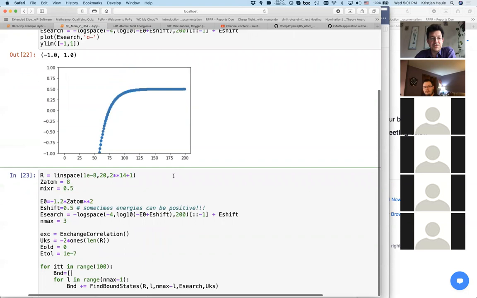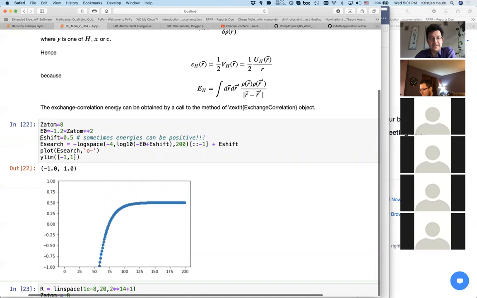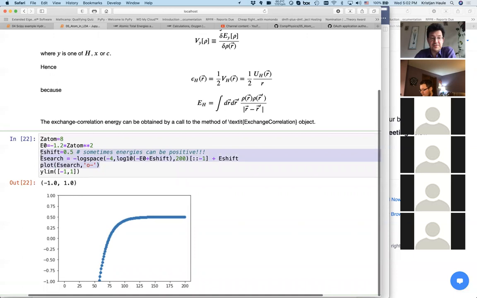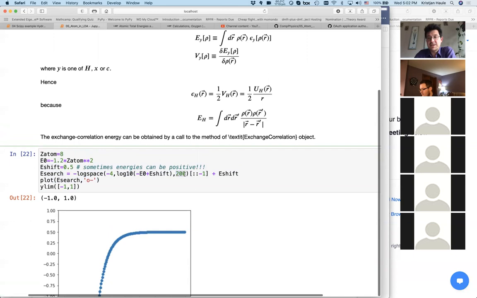So I stopped here when I discussed this mesh for finding bound states. It turns out that this particular mesh for finding bound states is a bit tricky in generic multi-electron atom. And sometimes you need to tweak this a little bit to get convergence for heavier atoms. But of course, when the number of points becomes large, then any mesh should be good.